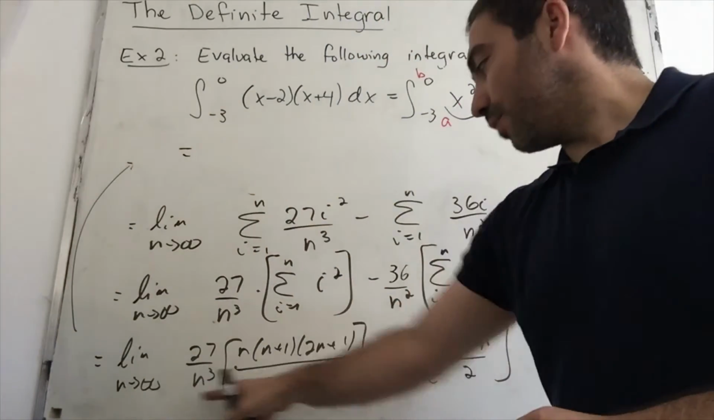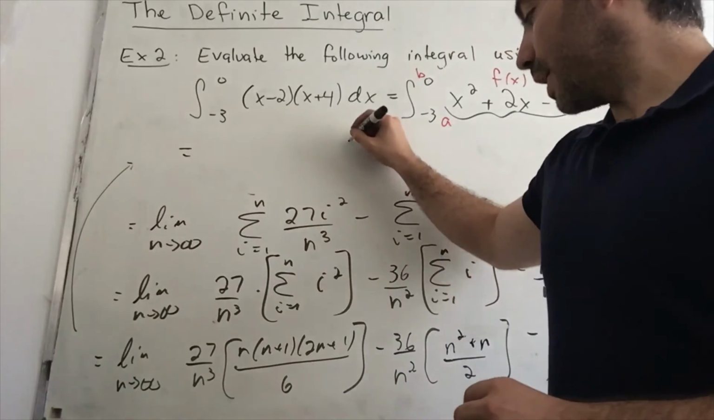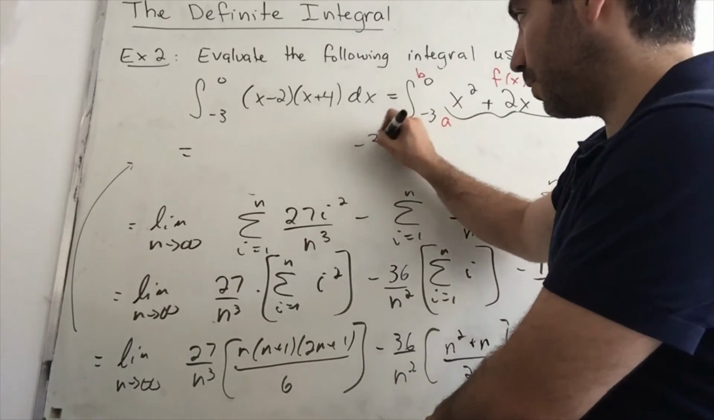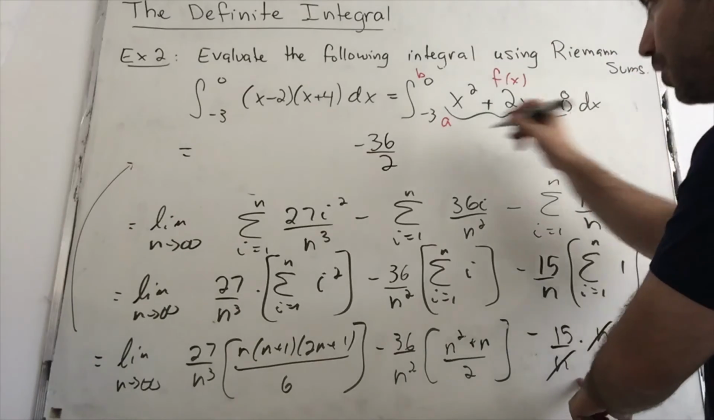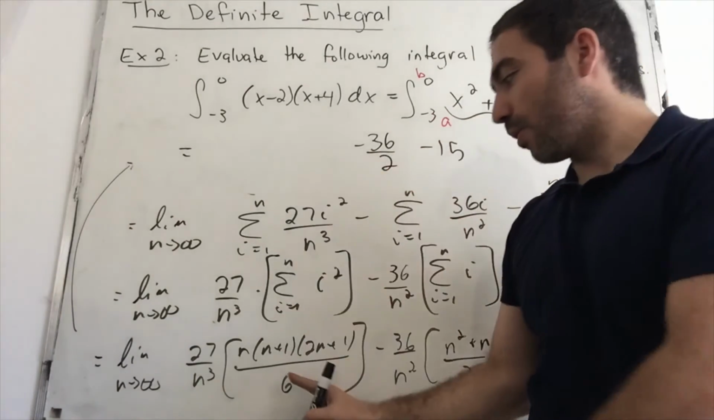Okay, so we still didn't do the first one. We know the second limit here was negative 36 over 2. And we know the last one was just minus 15. Let's go ahead and do the first one.